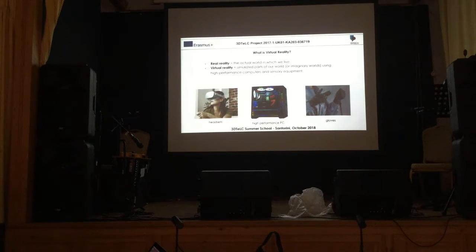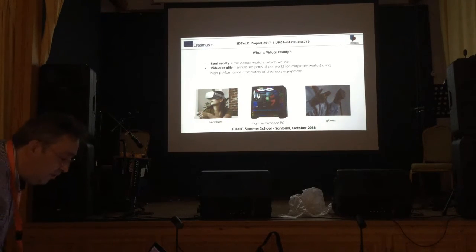So there are three things there. One thing is the computer in the middle, and then we have sensors on one side, and on the other side we have some way to immerse into that reality. So you have headsets like the Oculus or Vive, and then you can have gloves or other kinds of sensors. And you need a high performance computer, because it has to track what you're doing in real time. So you cannot have something of low quality.